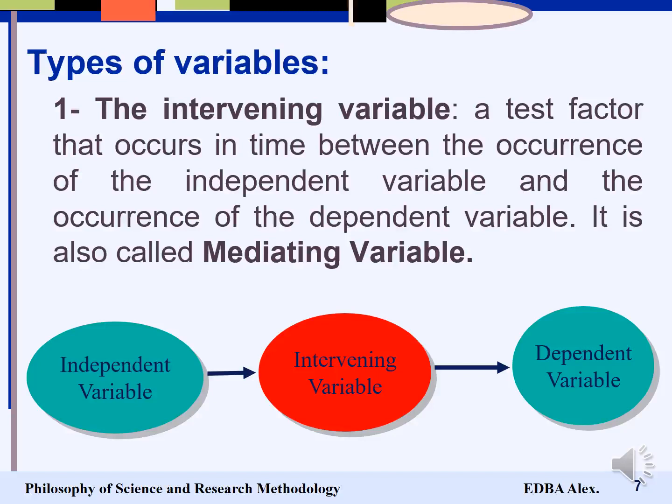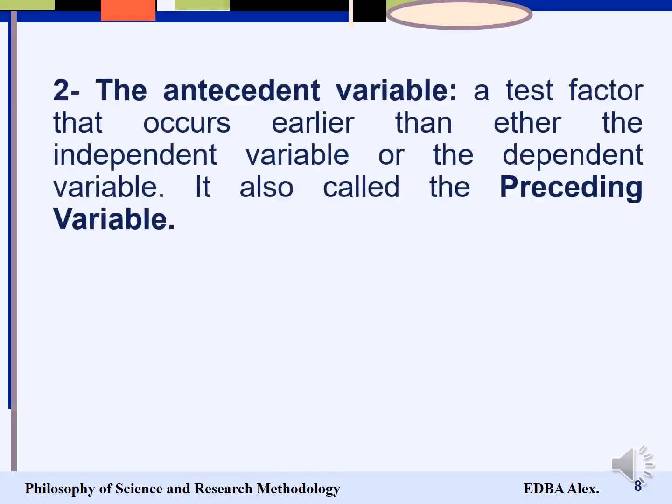So this is called an intervening or mediating variable. Okay, the next variable is called the antecedent variable. Sometimes we call it the preceding variable. We mentioned that the independent variable comes first, the dependent variable comes next. Here the antecedent variable comes even before the independent variable. It is a test factor that occurs earlier than either the independent variable or the dependent variable.